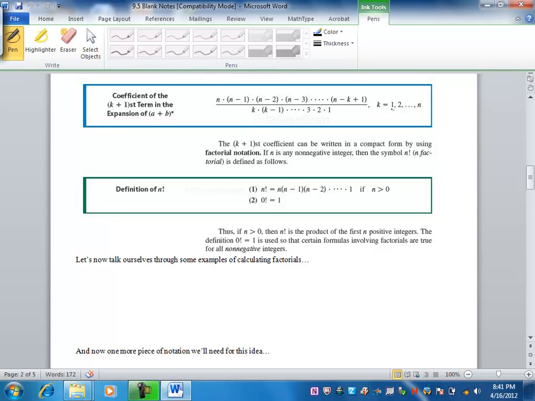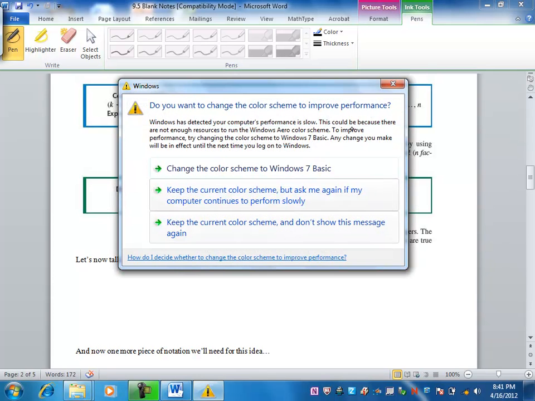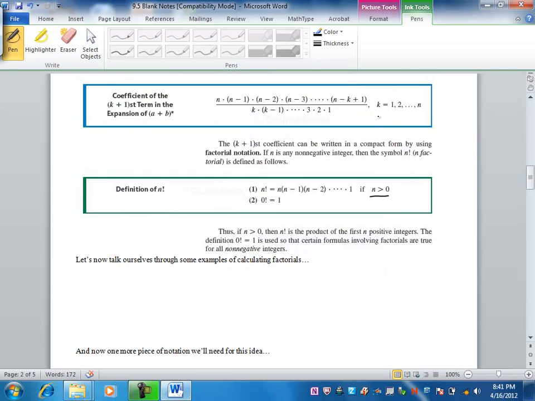Now, this little result brings us to a notation that some of you may have seen in the past. Most of you probably have not. It's called factorial notation. If we have n factorial, we take n times n minus 1 times n minus 2 all the way down to 1. n has to be greater than or equal to 0. 0 factorial is just 1.